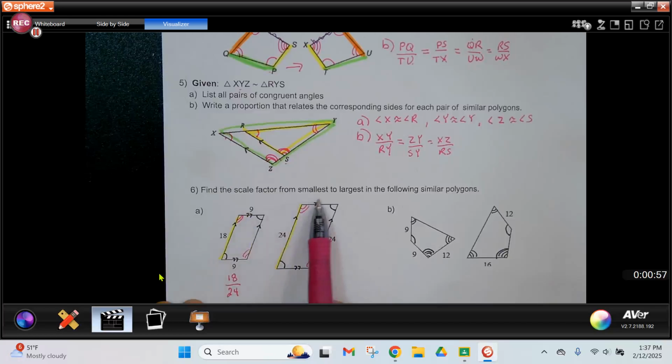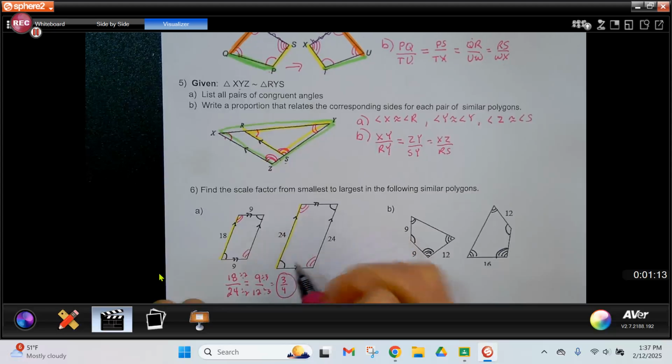We couldn't use this one because there's no measurement here, and we couldn't use this one because there's no measurement here. We'll use the one where there's a measurement for this side and this side. Divide by 2, we get 9 over 12. It's still not simplified enough, so we'll divide by 3, and we get 3/4. And that's the scale factor from the smallest to largest. It's just the ratio of the corresponding sides.